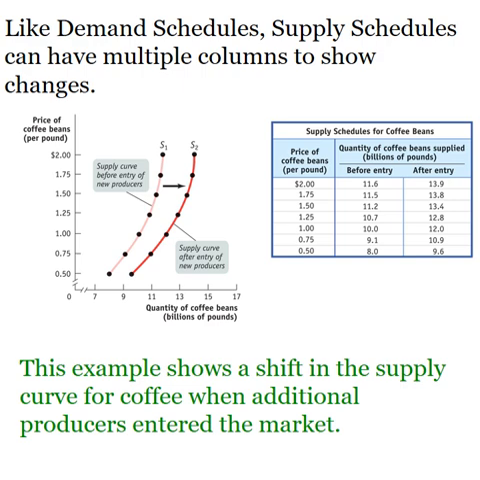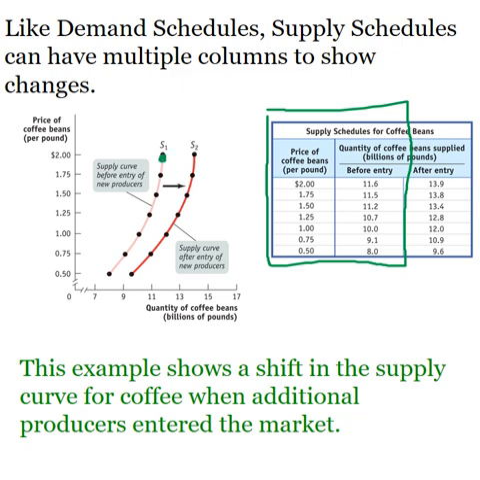Now in this slide, we're seeing that both demand schedules and supply schedules can have multiple columns. So the original supply schedule is here. We have the price and we have the original quantity. So looking at it like that, it's very simple. At $2, 11.6 billion pounds of coffee will be produced. So at $2, we have 11.6 right here.